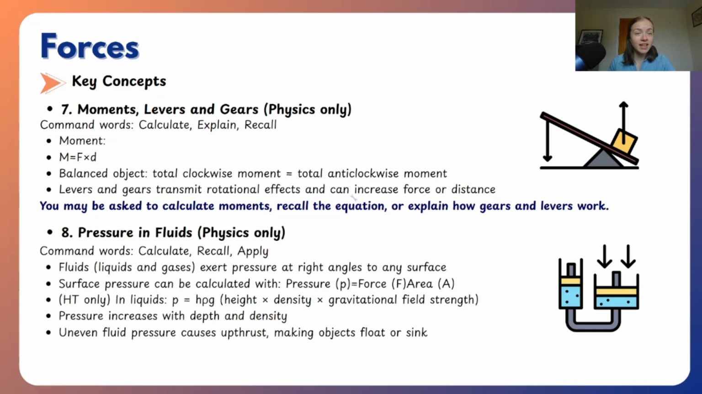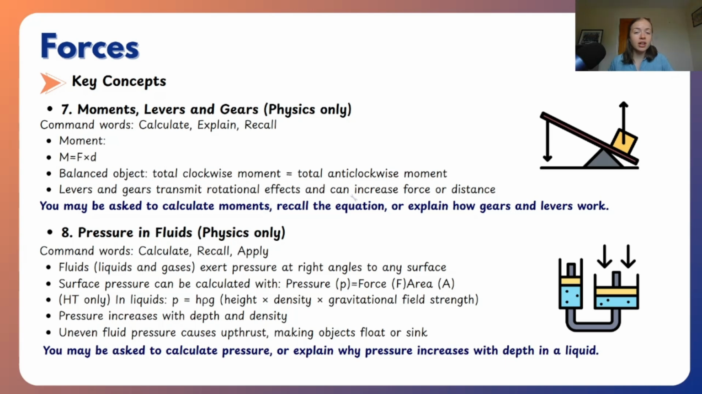For pressure and fluids, which again is a physics only unit, you need to be able to recognise that fluids exert pressure at right angles to any surface, and that surface pressure can be calculated with pressure P equals force over area. If you're a higher tier student, you also need to be able to use the equation that pressure in a column can be calculated as height times density times gravitational field strength, and that pressure increases with density and depth, and you need to be able to explain that as well. And finally, that uneven fluid pressure causes upthrust, which is what makes an object float or sink. So you might be asked to calculate pressure or explain why pressure increases with depth in a liquid.